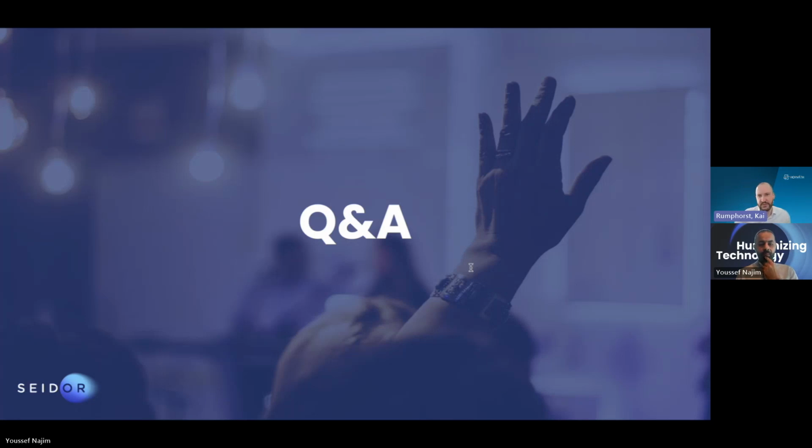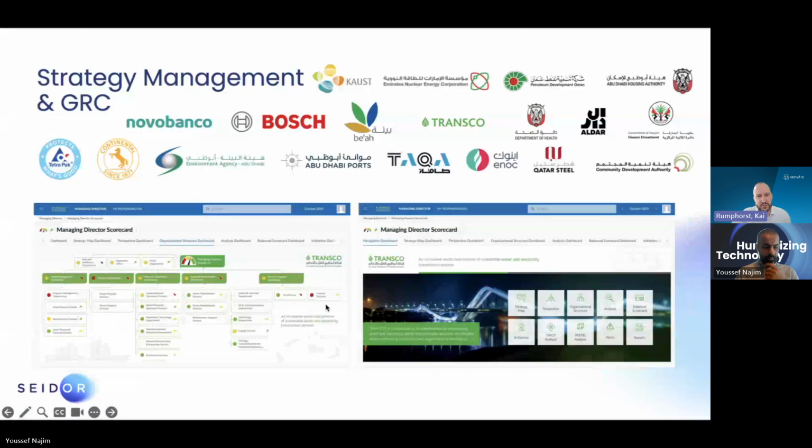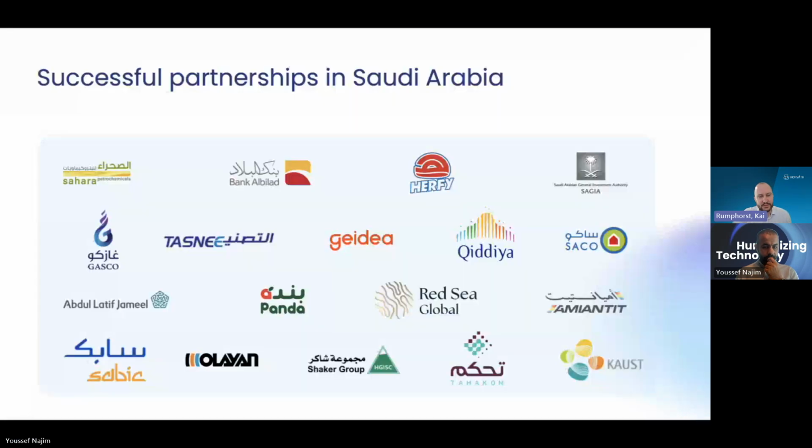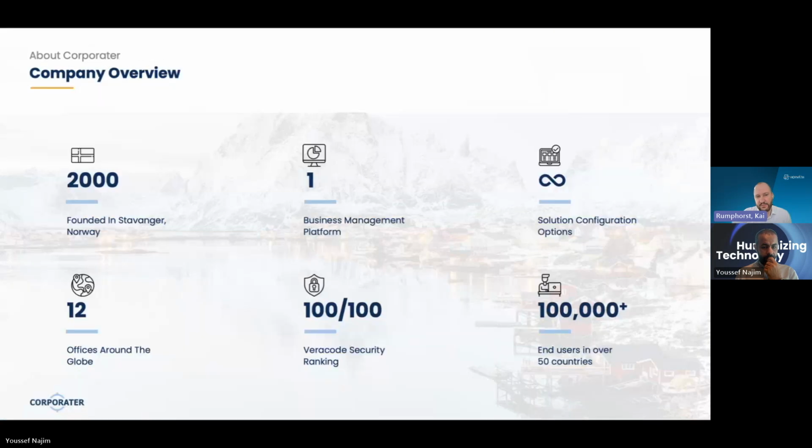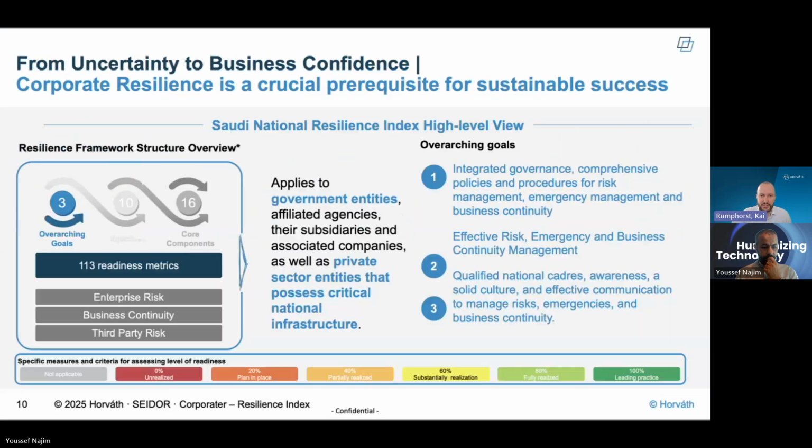First question is, how do you measure resilience success and what are your KPIs or metrics? I think this one is actually targeting myself. So Yusuf, if you could go to slide 10, please. Because there we have shown the actual National Resilience Index, and what you can see there is that we have 113 metrics in total. And those metrics are very broadly spread, focusing on ERM, BCM, and crisis management. And all of them have or could be rated.